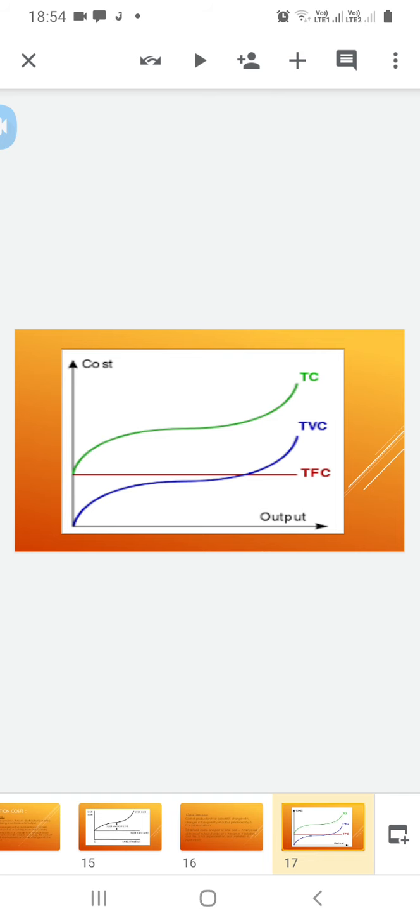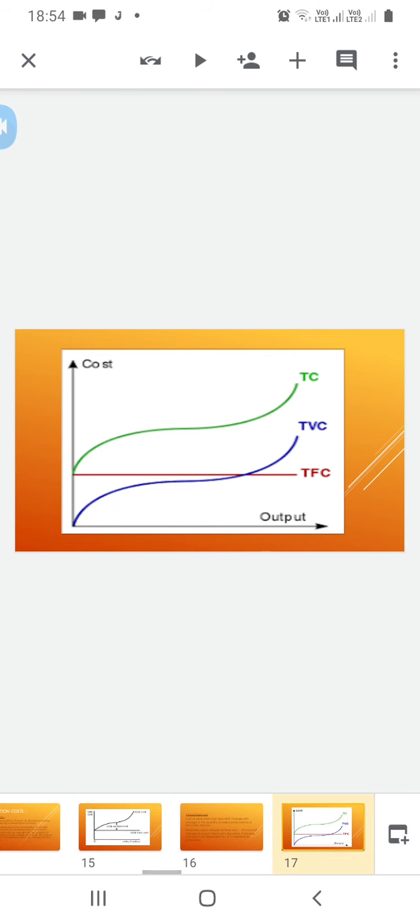TFC. The shape of TC is exactly the same as TVC, as the same vertical distance TFC separates both the curves. The TFC remains constant even when output is increased in the short run. The distance between TC and TVC is the TFC and it is equal to OA at all levels of production.